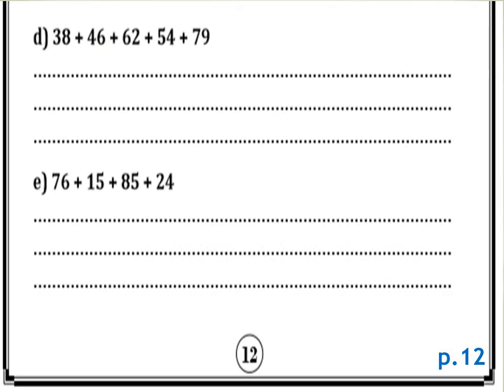And now in letter D, 38 plus 46 plus 62 plus 54 plus 79. Let's see the unit digits here. In 38 we have 8 and in 62 we have 2. So put them beside each other. So 38 plus 62. Then we have 46, the unit digit is 6, and 54, the unit digit is 4.